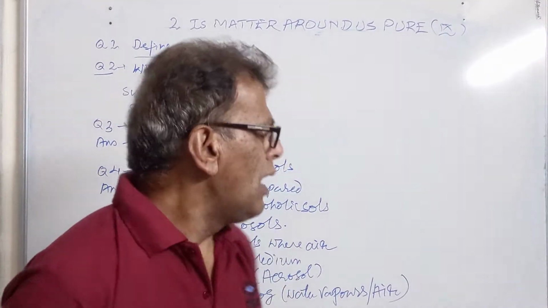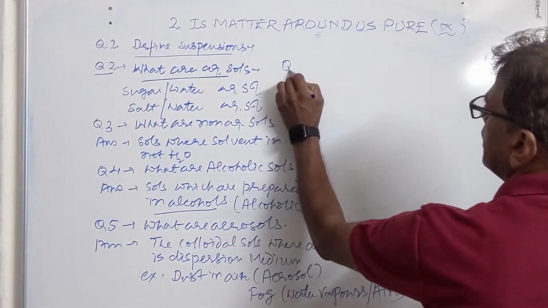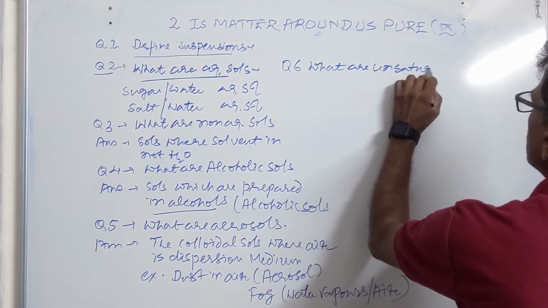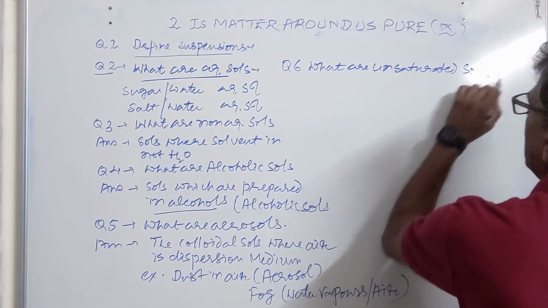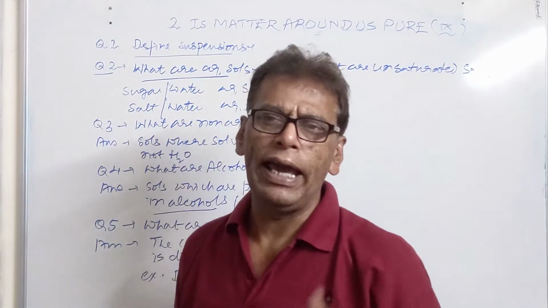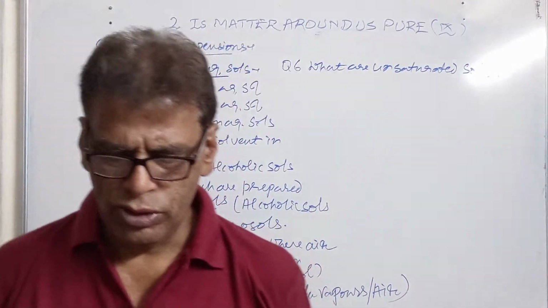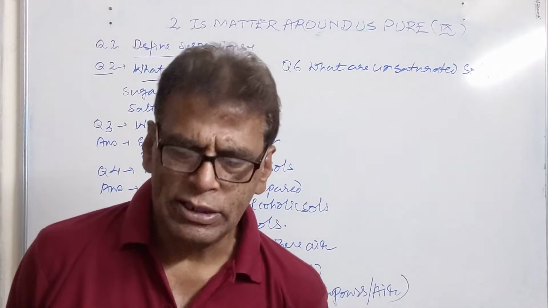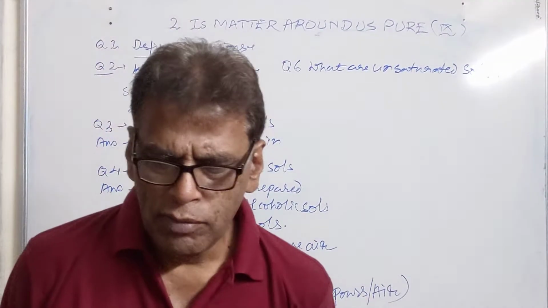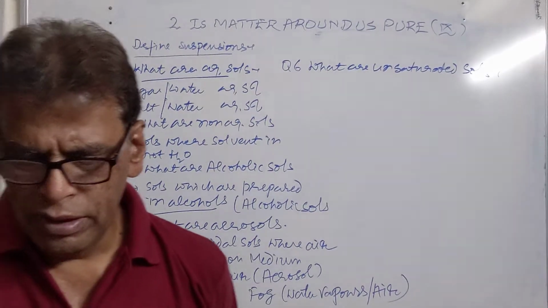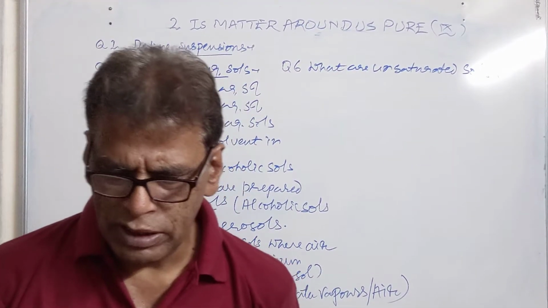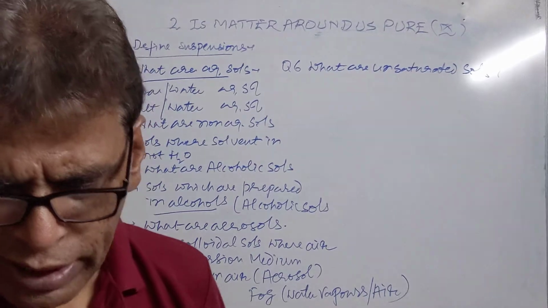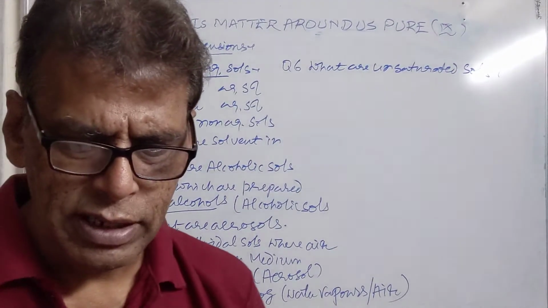Then we have, what are unsaturated solutions? Question number 6 is, what are unsaturated solutions? Unsaturated solutions are those solutions which have the capacity to dissolve more solute. They have not reached the saturated state. Now, what are supersaturated solutions? A solution which contains more solute than the capacity of the solvent, more than the saturated state of the solution, is called a supersaturated solution. It is a highly unstable solution.